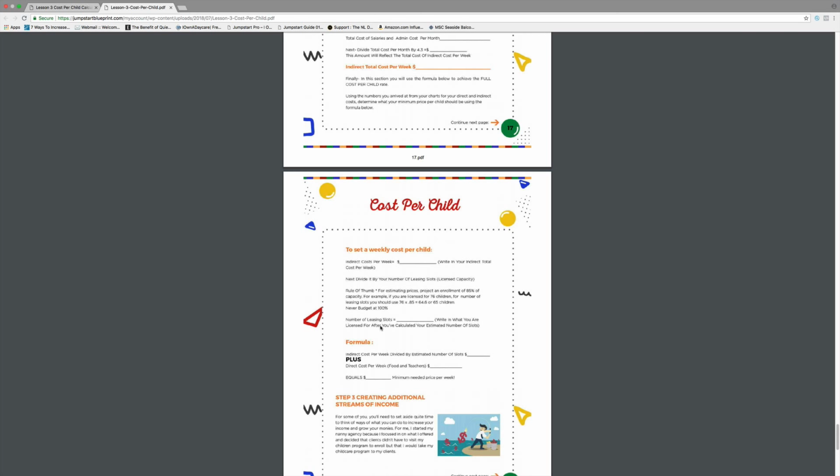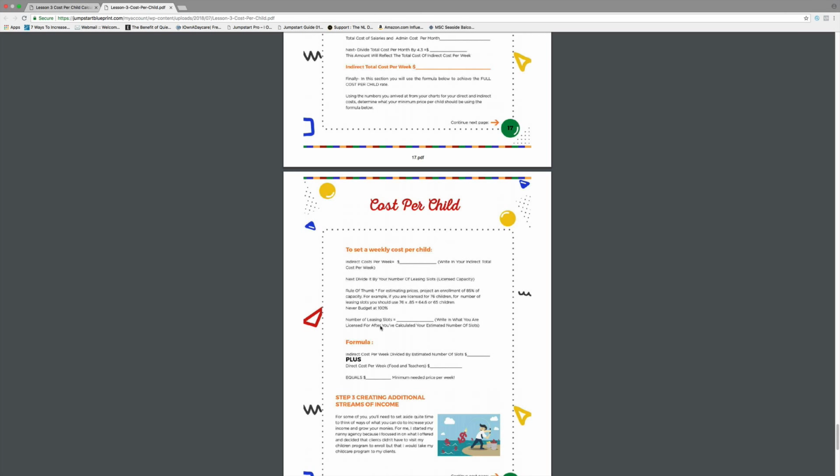Then you take that and divide how much it costs per week by the number of children that you are licensed for and or that you have enrolled. Once you take that number, you only use about 85% of that number. Never budget at 100%. So once you use 85% of that number, that is the amount of what it will cost you per week to take care of children. You do that for indirect, you do that for direct. And you add those two numbers together, and this is the minimum amount that you would need in order to meet your overhead, meet your expenses for the month, and cover your cost.